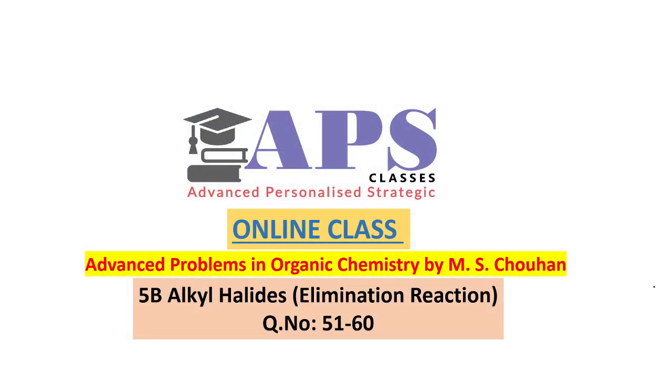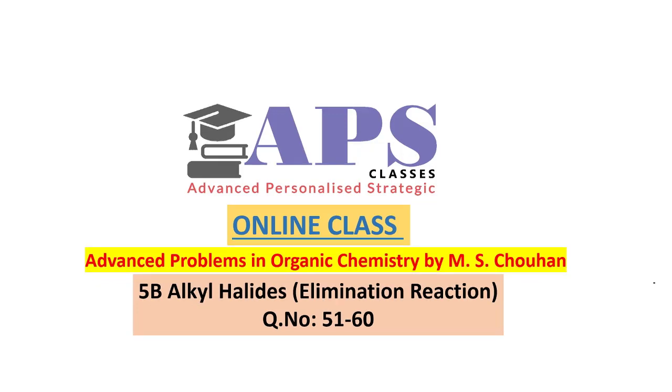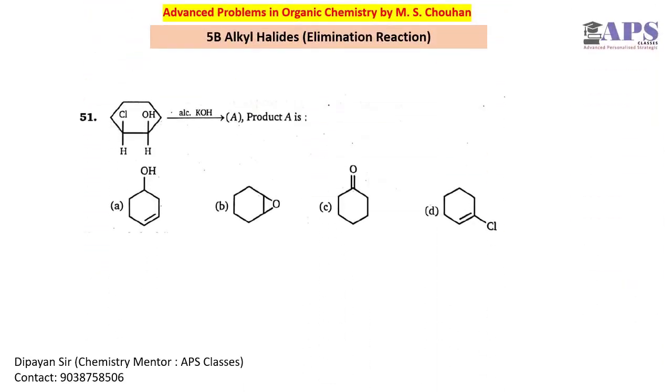Students, in this video we are going to discuss question number 51 to 60 of the chapter 5B alkyl halides elimination reaction of Advanced Problems in Organic Chemistry by MS Chauhan book. In question number 51 we have alcoholic KOH present in the molecule. So we have alcoholic KOH, which indicates E2 type of reaction.